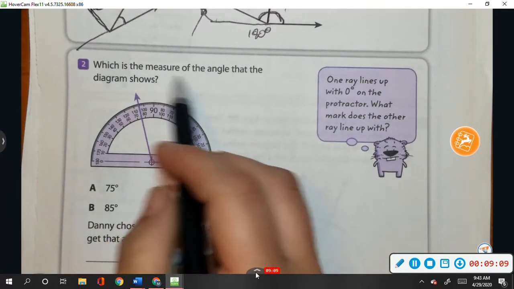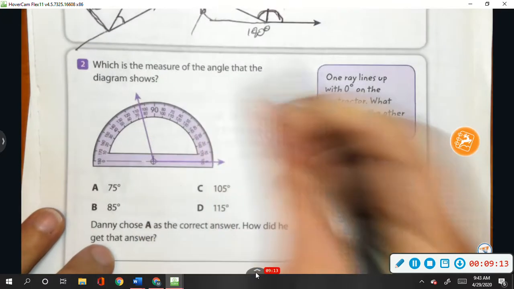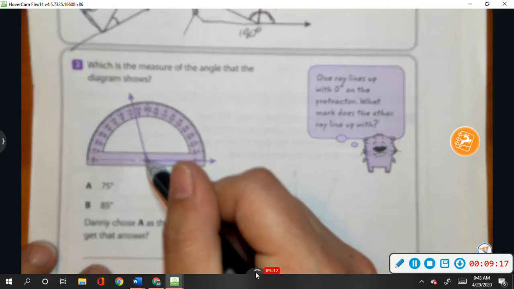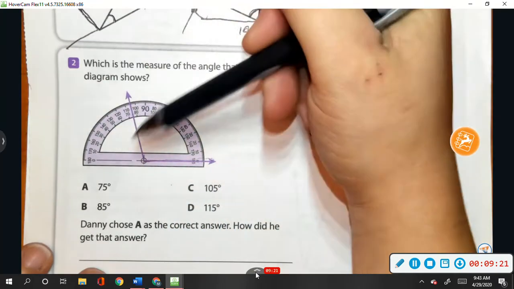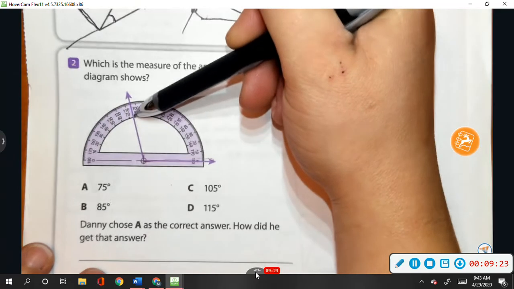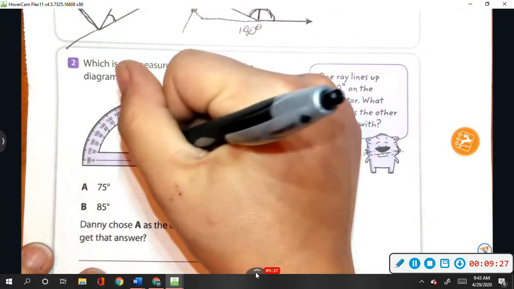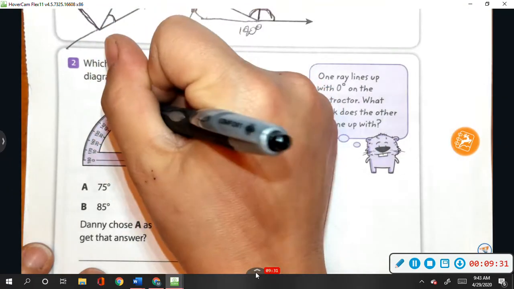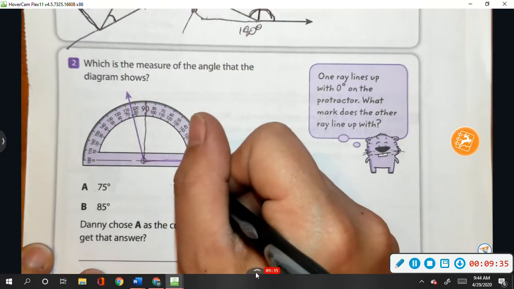Number 2 says, which is the measure of the angle that the diagram shows? So we go to our vertex. Is our vertex lined up with the center of my protractor? It is. I have one ray going out at 180 degrees, and my other ray looks like it's going out. Now remember, I'm not going to read these bottom numbers because this is obviously bigger than 90 degrees. So I'm going to look at my bigger numbers. And it looks like it's about 105 degrees.